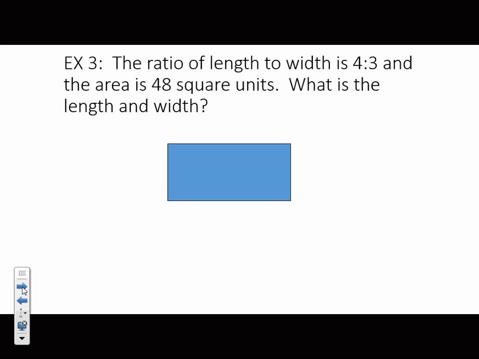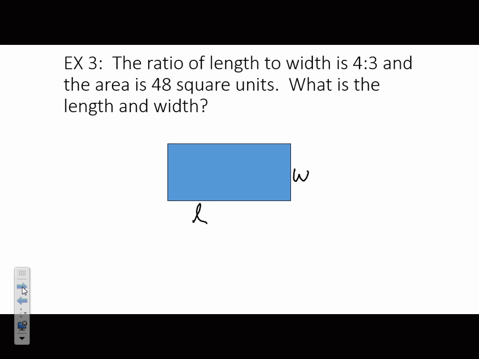Alright, and this one right here is just like number 6 on the Ratio and Proportions Day 2 worksheet. First thing we're going to do is read through this. The ratio of the length to width is 4 to 3. So remember, this is our length, this is our width. And the area is 48 square units. What is the length and width?